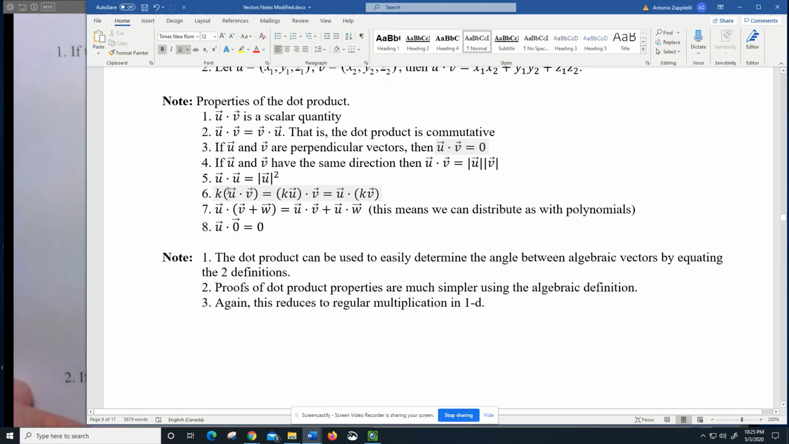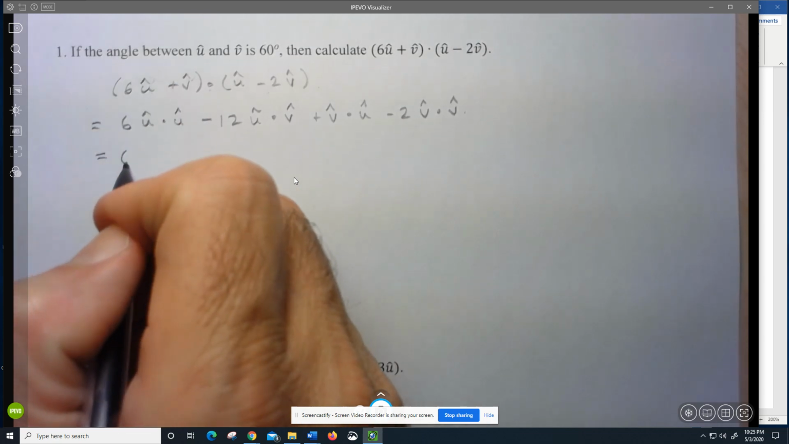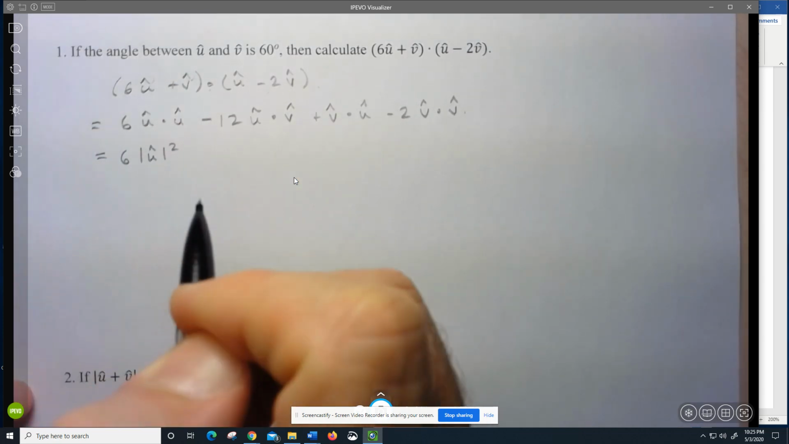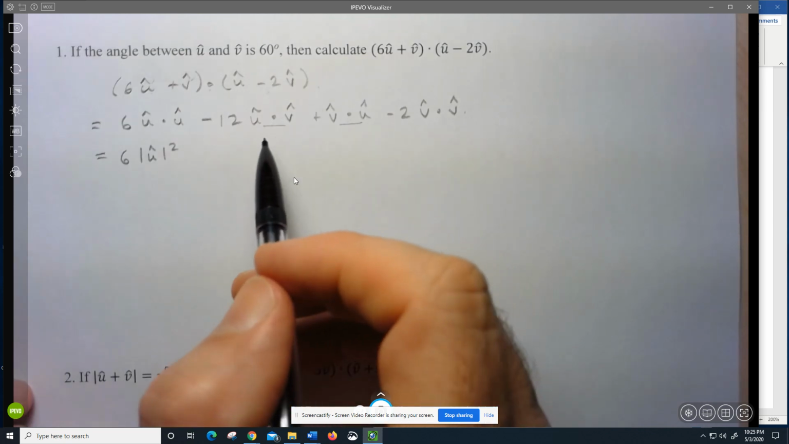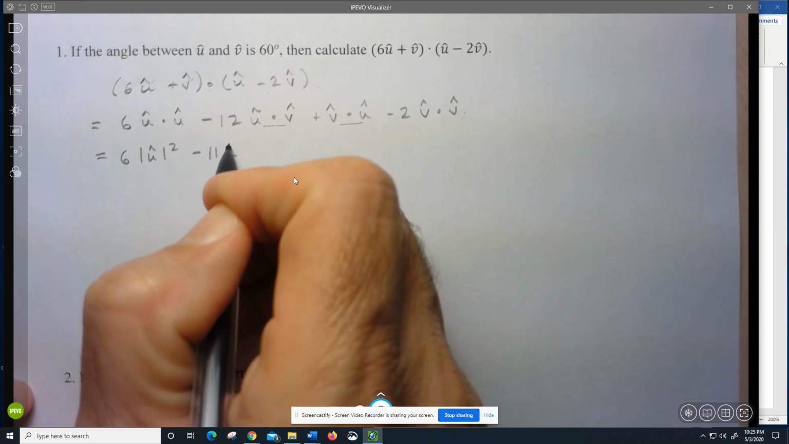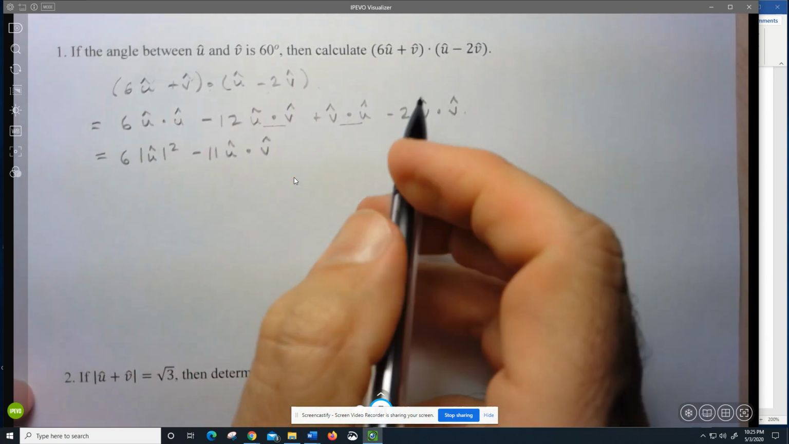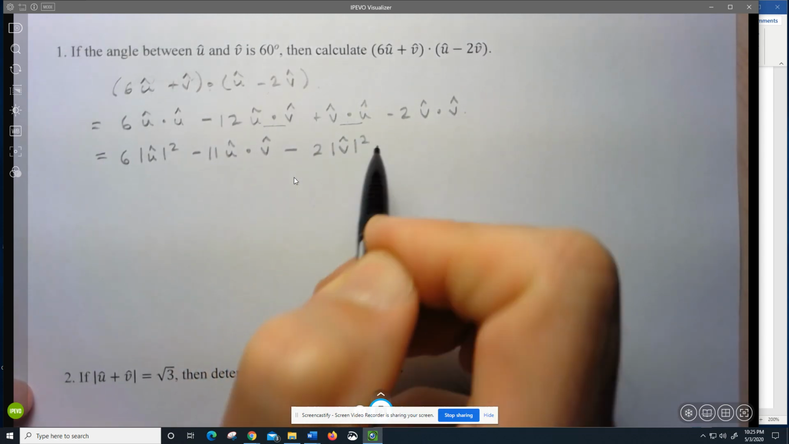So let's remind ourselves that a vector dotted with itself is just the magnitude squared. And let's remind ourselves that the dot product is commutative. So here, u dot u is just the same as the magnitude of u squared. U dot v and v dot u are equal to each other, so we can treat these two as like terms. So negative 12 plus 1, negative 11 u dot v. And then finally, similar to this one here, v dot v is the magnitude of v squared.